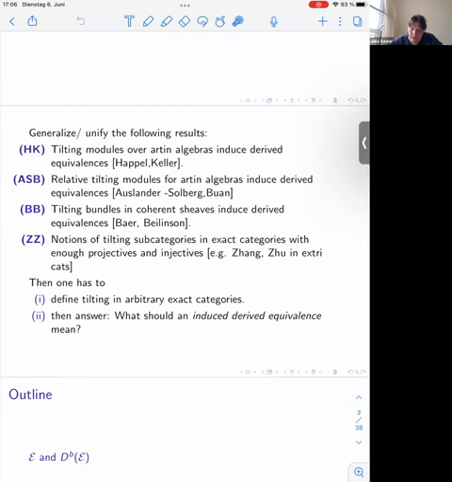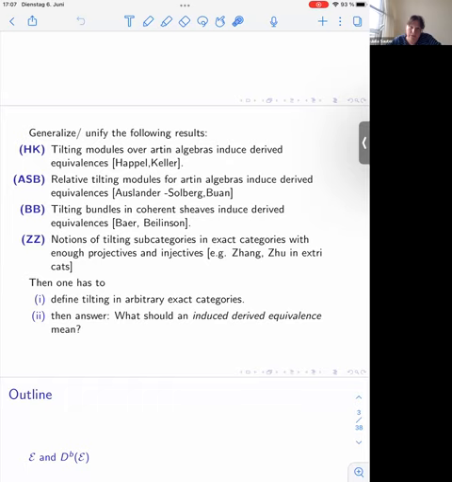So if one wants to unify all this, then one has to think for a moment what one actually has to do. You have to define it for arbitrary exact categories here, because if you think of coherent sheaves, then you have not enough projectives and not enough injectives. If you think of relative tilting modules, then you have an exact category. It has still enough projectives, enough injectives. And if you think of this last situation, you must admit possibilities of infinitely many projectives, infinitely many injectives. So we first have to worry about the definition in general, and then we should answer what an induced derived equivalence should mean in this context.